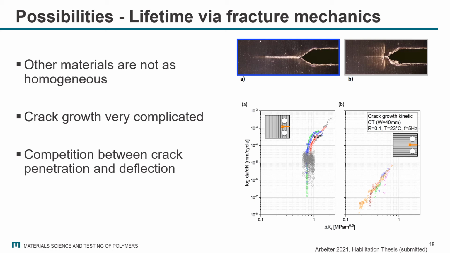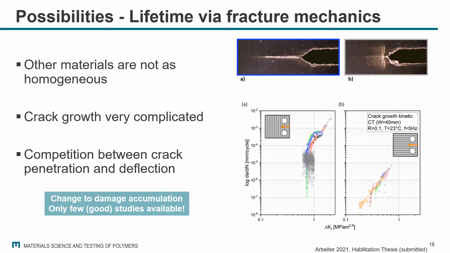And for example, for higher loading levels, indicated here in red, green, blue, and black, we still get some sort of crack propagation across the different strands. But as soon as we reach a certain level, we actually get this gray cloud of data points where there's not really a crack growing. So this makes it quite complicated, of course, to use fracture mechanics based lifetime estimation.